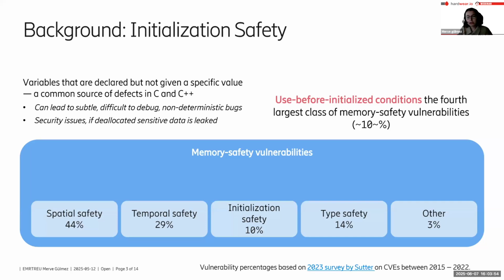Why does initialization safety matter? A programmer might declare variables but forget to initialize them before use. This can lead to undefined behavior or non-deterministic bugs. They are difficult to debug. Or most importantly, they can lead to security issues, for example if previously deallocated sensitive data is leaked. According to a survey by Herb Sutter, use of uninitialized memory is the fourth largest class of memory safety vulnerabilities.